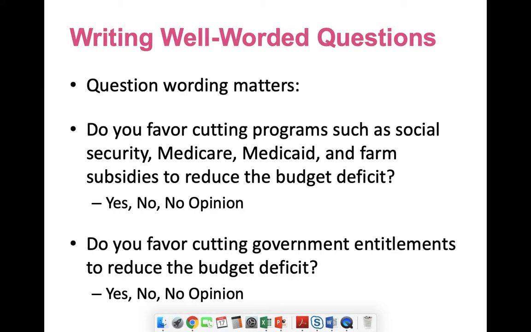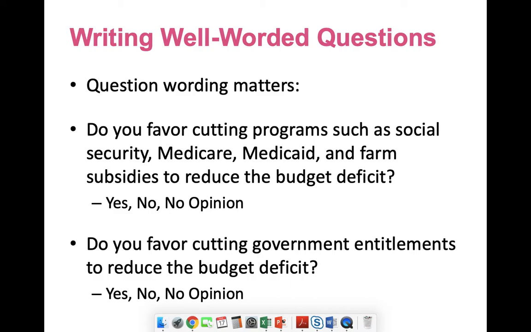It's also important to keep in mind when creating surveys that wording really matters. There are a couple of principles to follow when it comes to writing well-worded questions. First, just to emphasize why and how question wording matters, let's take these two different options. The first question asks, do you favor cutting programs such as Social Security, Medicare, Medicaid, and farm subsidies to reduce the budget deficit? People are given the forced choice: yes, no, or no opinion. Second question, do you favor cutting government entitlements to reduce the budget deficit? Yes, no, or no opinion.